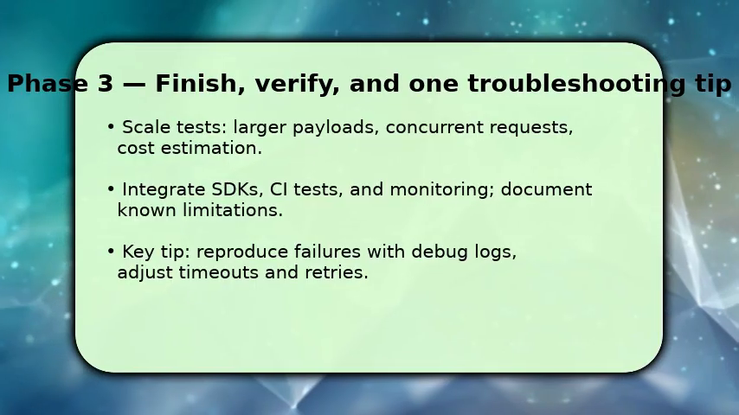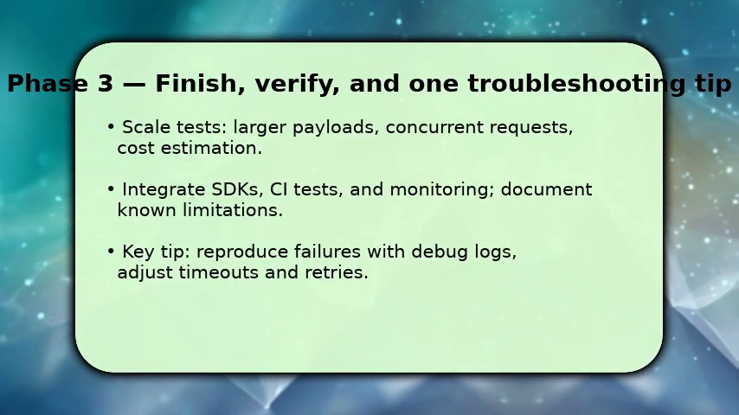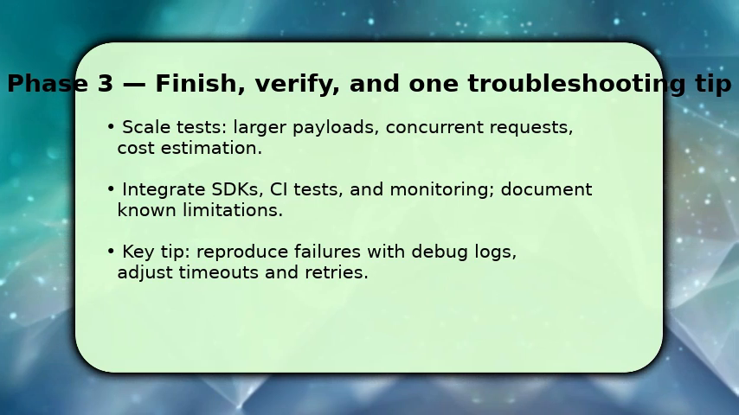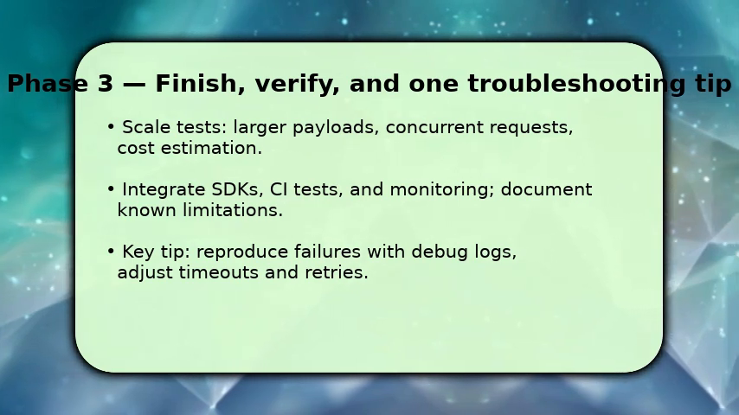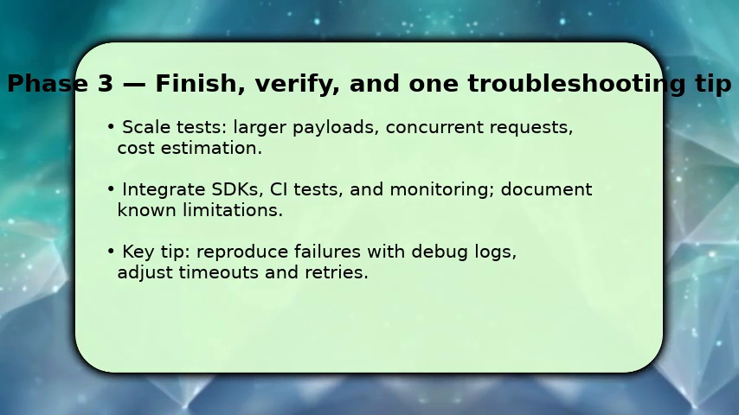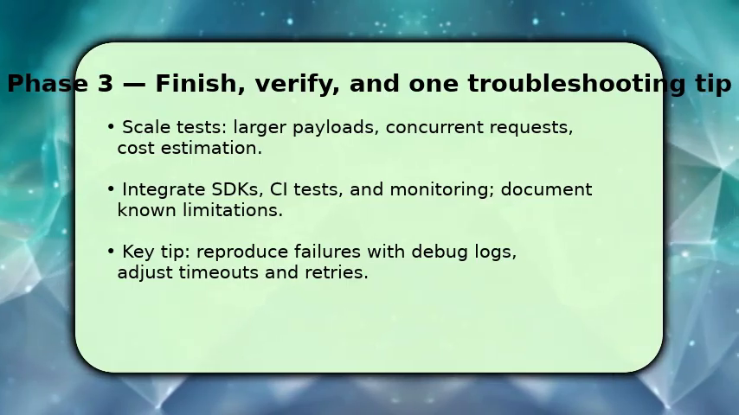If things break, reproduce the issue with debug logs, capture request/response details, and then adjust timeouts, retries, or payload size. That single troubleshooting loop resolves most beta issues quickly.